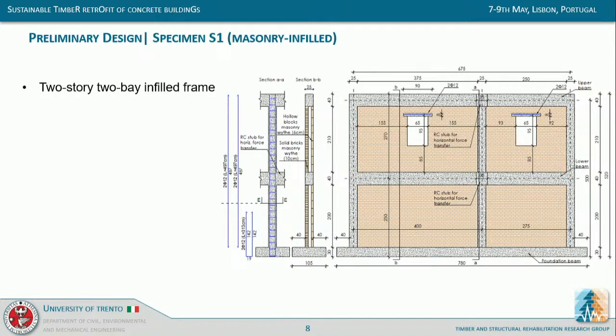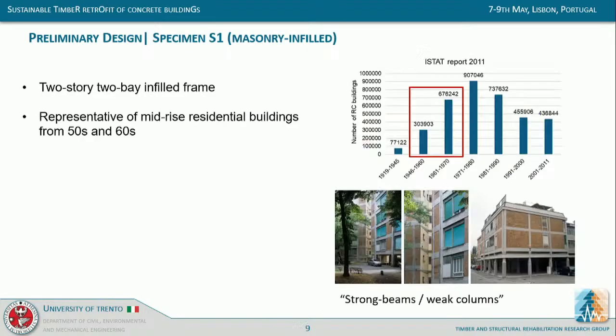Today, I want to focus more on the design phase of the testing campaign and share with you some feedback on the, I'd say, typical yet inevitable challenges that we all have to face when ideal meets real. And so, well, here you see the specimen, the geometry of the specimen. As I said, it's a two-story, two-bay frame.